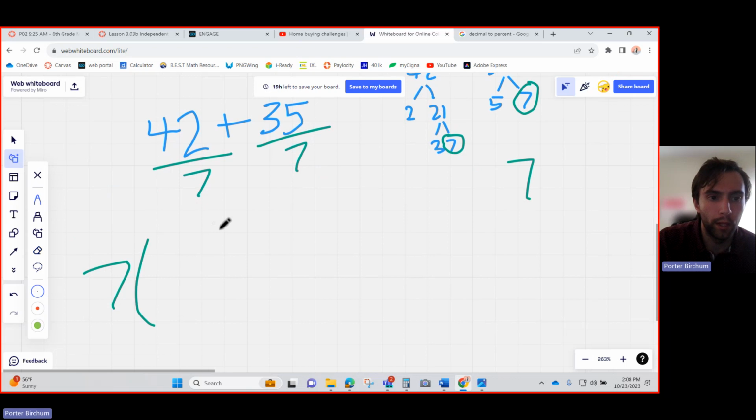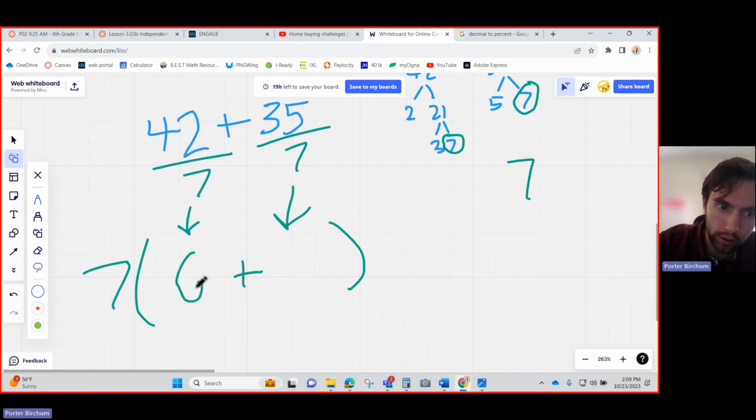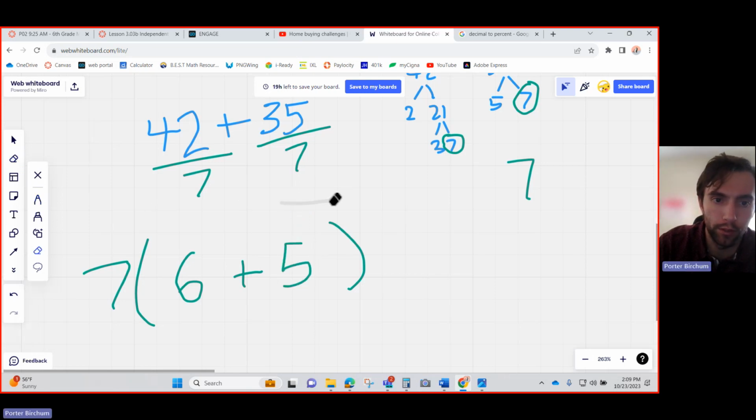Now we will write the answer to 42 divided by 7 there, and the answer to 35 divided by 7 here. What is 42 divided by 7? Thank you, calculator. It is 6. What is 35 divided by 7? Thank you, calculator. The number 5. So our answer for this problem is 7 times 6 plus 5.